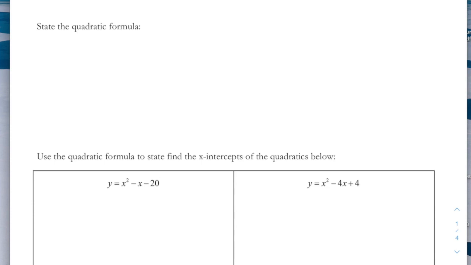Hi everyone, let's get started on lesson 2 of unit 6 on the quadratic formula. So lesson 2 is all about the discriminant. And before we get there, let's just first state the quadratic formula.